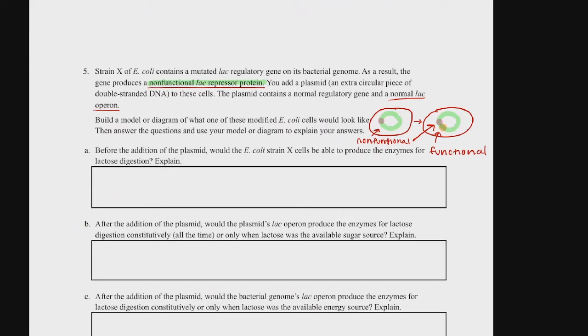So before the addition of the plasmid, would E. coli strain X cells be able to produce the enzymes for lactose digestion? Explain. The answer to this is yes, because the lac gene ordinarily produces an active repressor that inhibits production of the genes for lactose digestion, but in this case, the gene is mutated, so it can't produce the repressor, and lactose digestion would be able to happen within the cell.